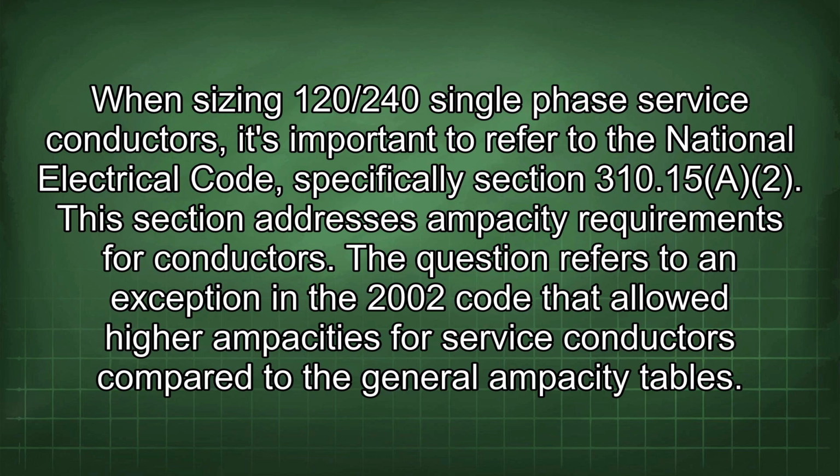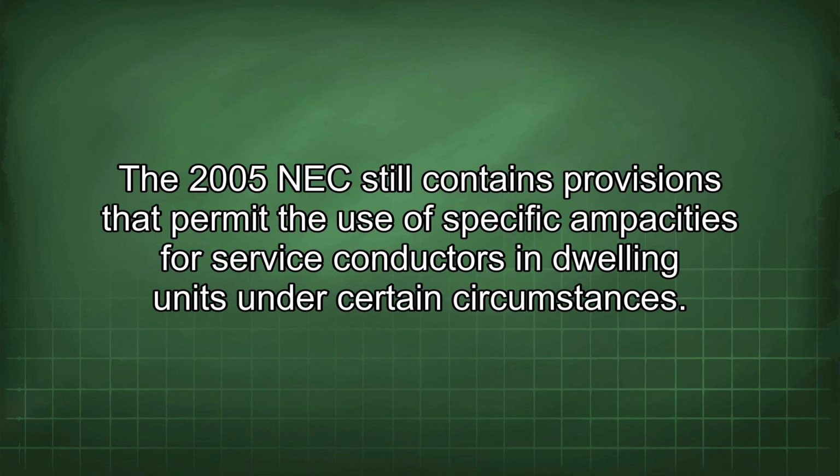The question refers to an exception in the 2002 code that allowed higher ampacities for service conductors compared to the general ampacity tables. The 2005 NEC still contains provisions that permit the use of specific ampacities for service conductors in dwelling units under certain circumstances.